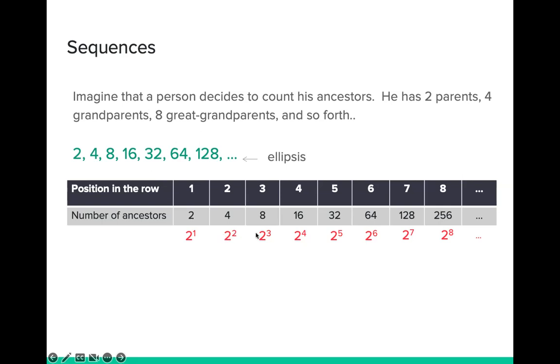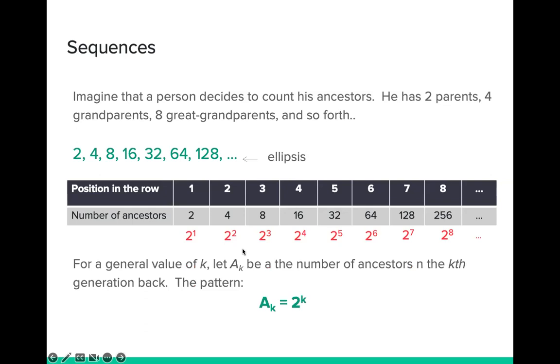So for positions 3, 4, 5, 6, 7, 8, and so on, the corresponding numbers are 8, 16, 32, 64, 128, and so on, which are equal to 2 raised to 3, 2 raised to 4, 2 raised to 5, 2 raised to 6, 2 raised to 7, etc. Okay, so what we can see here is that for a general value of k, let a sub k be the number of ancestors in the kth generation back.